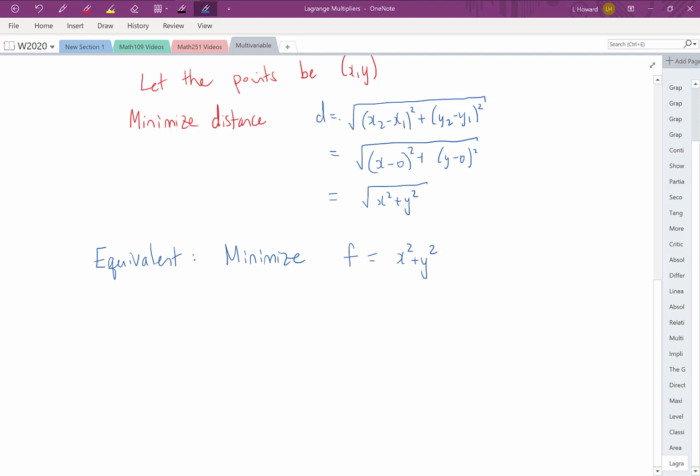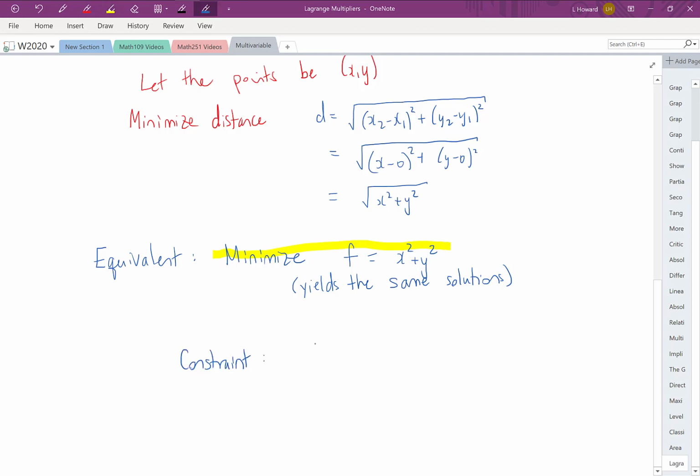So while d and f have different values, they both yield the same points at the end of the day. Whatever combination of x and y values makes f as small as possible is the same combination of x and y values that makes d as small as possible. So we are good to go, and I'm going to highlight this. That's the function that we're trying to minimize.